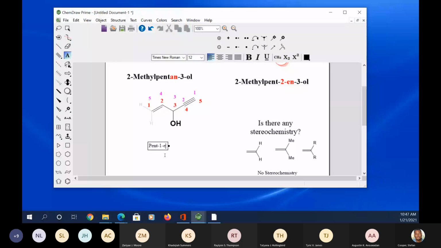1, 4, ene, then 3 what? All. Go ahead. I'm sorry. We wouldn't put the EN before the pent. Before the pent? Yes, sir. No, ma'am. I'm using the latest IUPAC. So you want to put the number before the functional group. Okay.